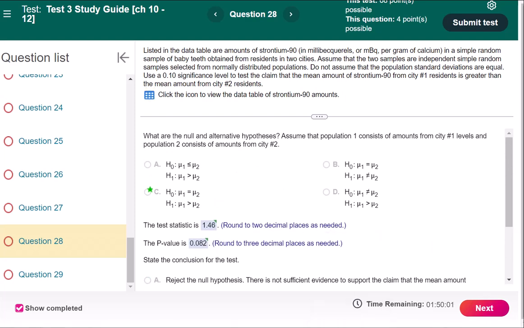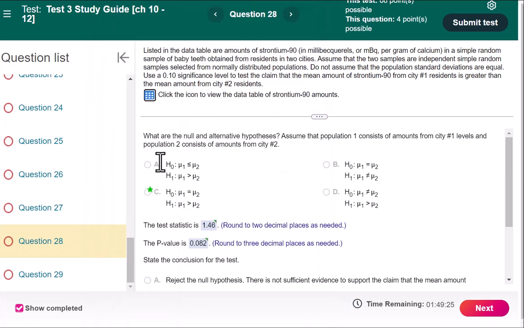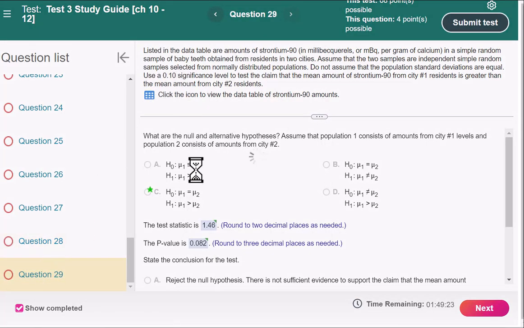If you want to use the calculator here, guys, this is what you have to do. You go to Stat, Enter. You put city 1 in L1, city 2 in L2, and then you go to Stat, Tests, 2-SampTTest. You select Data, L1, L2, leave the frequencies as 1, 1, choose mu1 greater than mu2, and pooled is no by default here because it says assume population standard deviations are not equal. Then hit calculate, and you will get the same results. I'm not going to hit calculate here because I don't have the actual L1 and L2, just different L1 and L2 here. And one more question.